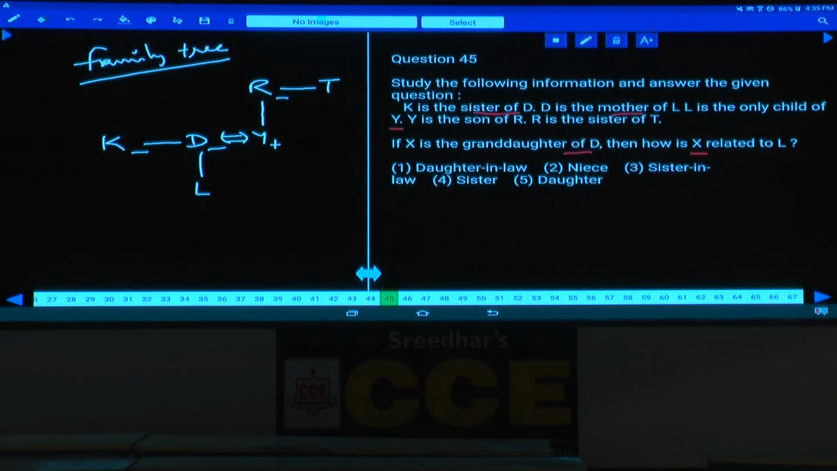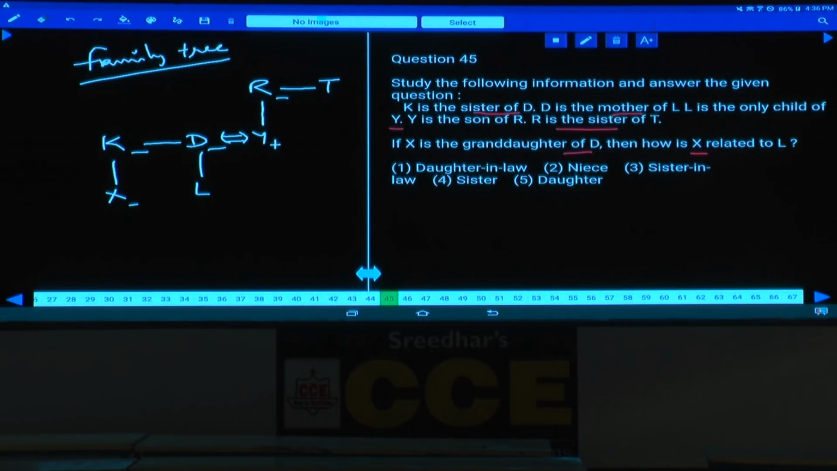X is the granddaughter. L is the only child of Y, so X cannot be the child of D and Y, isn't it? X cannot be the child of D and Y, and X must be the child of K. Because K is the sister of D, D is the mother of L, L is the only child of Y. To D and Y, there must be only one child, that is L. Y is the son of R, and R is the sister of T.